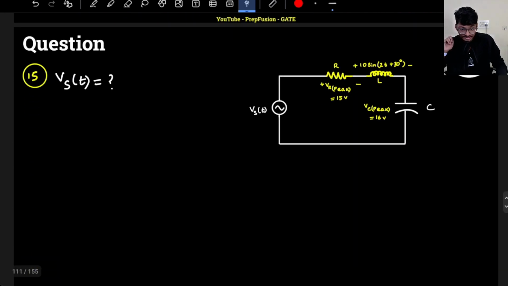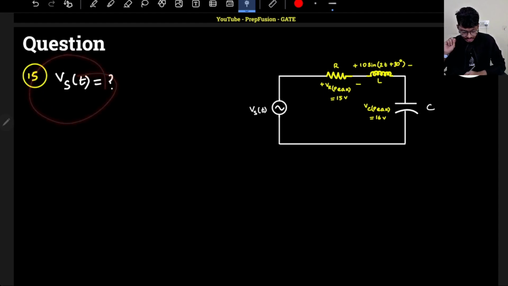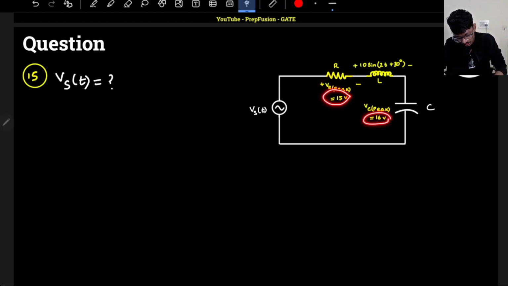So let's solve this next question. Next question is also pretty good, because here I am not asking you any phasor quantity, I am asking you the instantaneous value. So what is Vs of t? Vs of t will not be the simple addition of these, because they have given you peak values, this is 15 volt, this is 16 volt, and they have given you phase here for the voltage.